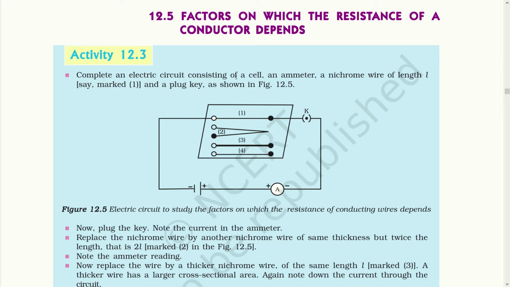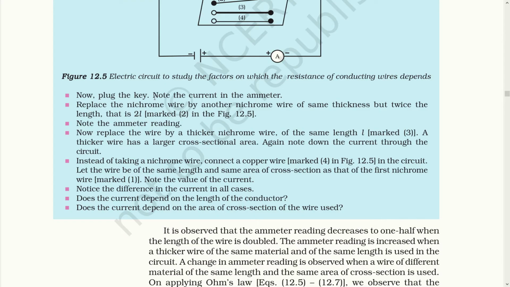Complete an electric circuit consisting of a cell, an ammeter, a nichrome wire of length L, say marked 1, and a plug key as shown in Figure 12.5. Now, plug the key. Note the current in the ammeter. Replace the nichrome wire by another nichrome wire of the same thickness but twice the length, that is 2L, marked 2 in Figure 12.5. Note the ammeter reading. Now replace the wire by a thicker nichrome wire of the same length L. A thicker wire has a larger cross section area. Again, note down the current through the circuit.